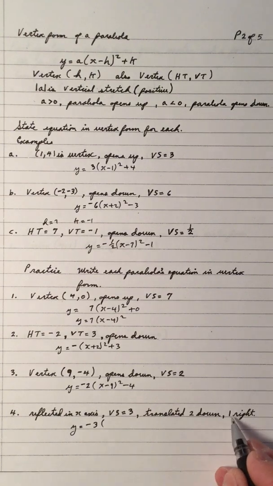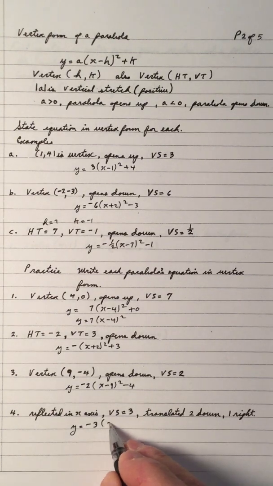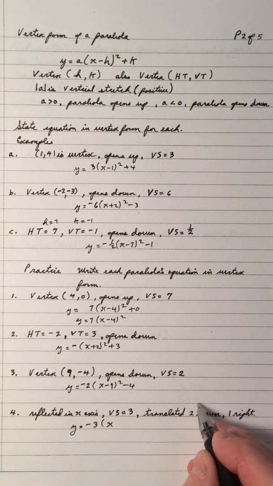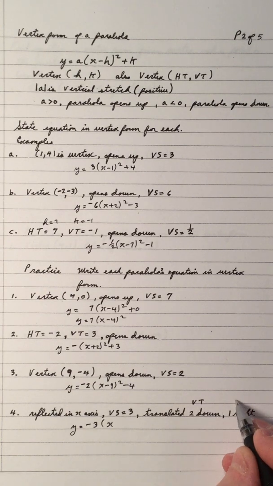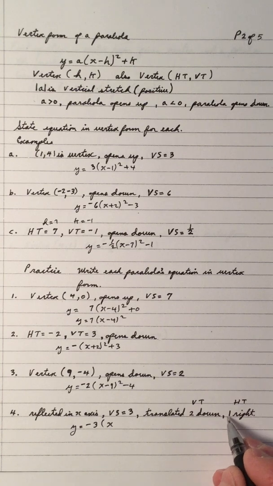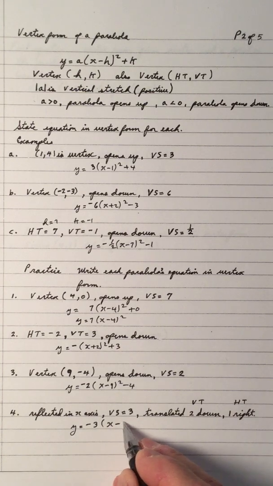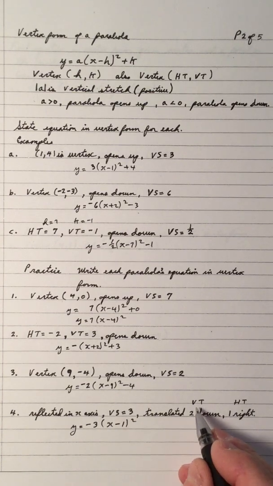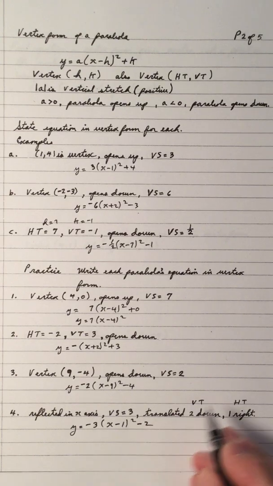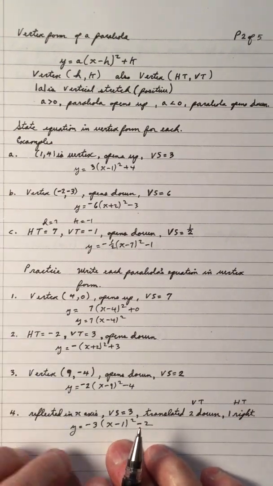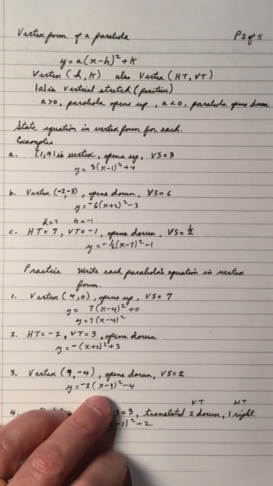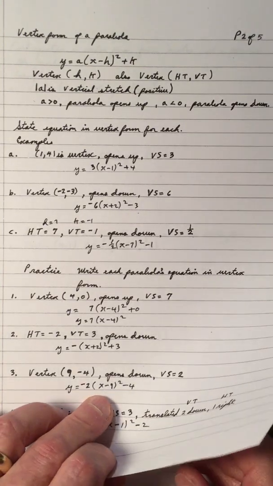Translated 2 down and 1 right. Well, 2 down, that's your vertical translation. 1 right, this is your horizontal translation. So 1 to the right is positive, so we make it a negative in the equation. And 2 down is a minus. So that's the equation in the vertex form.